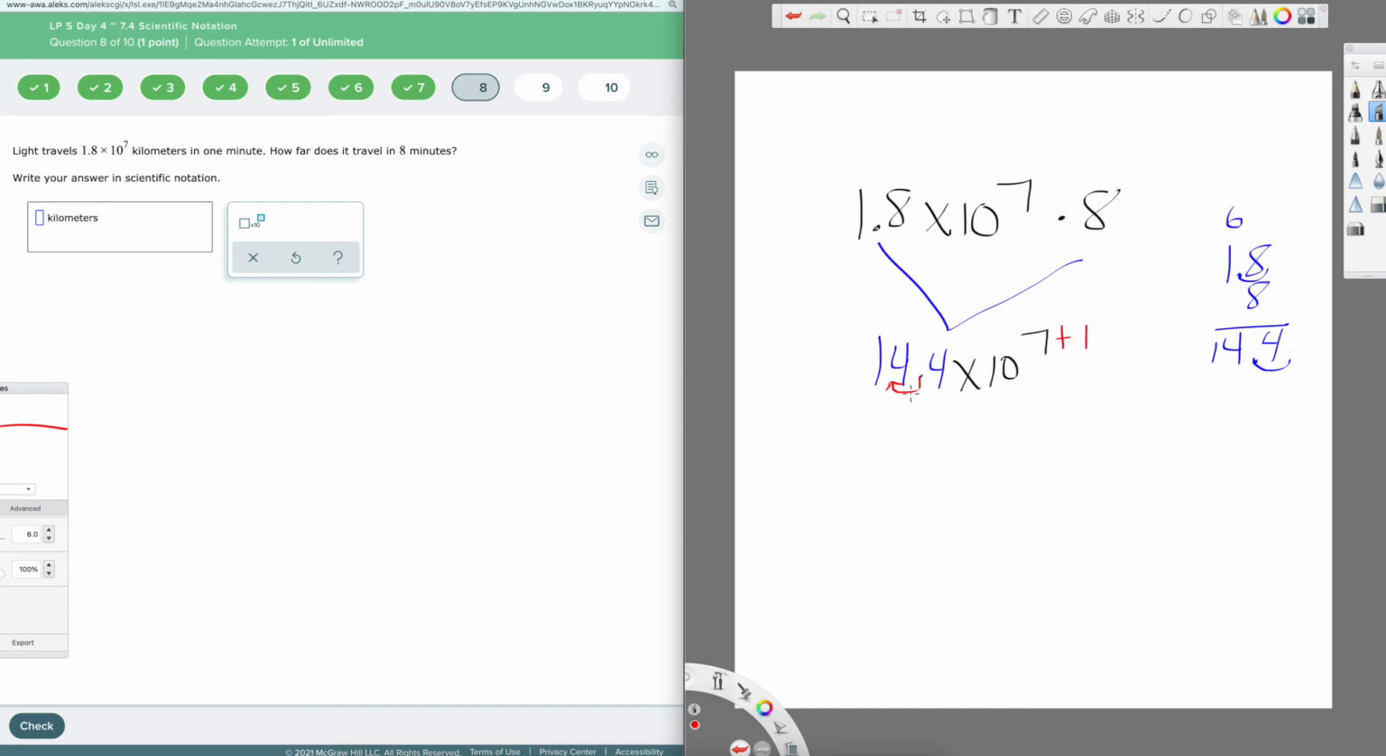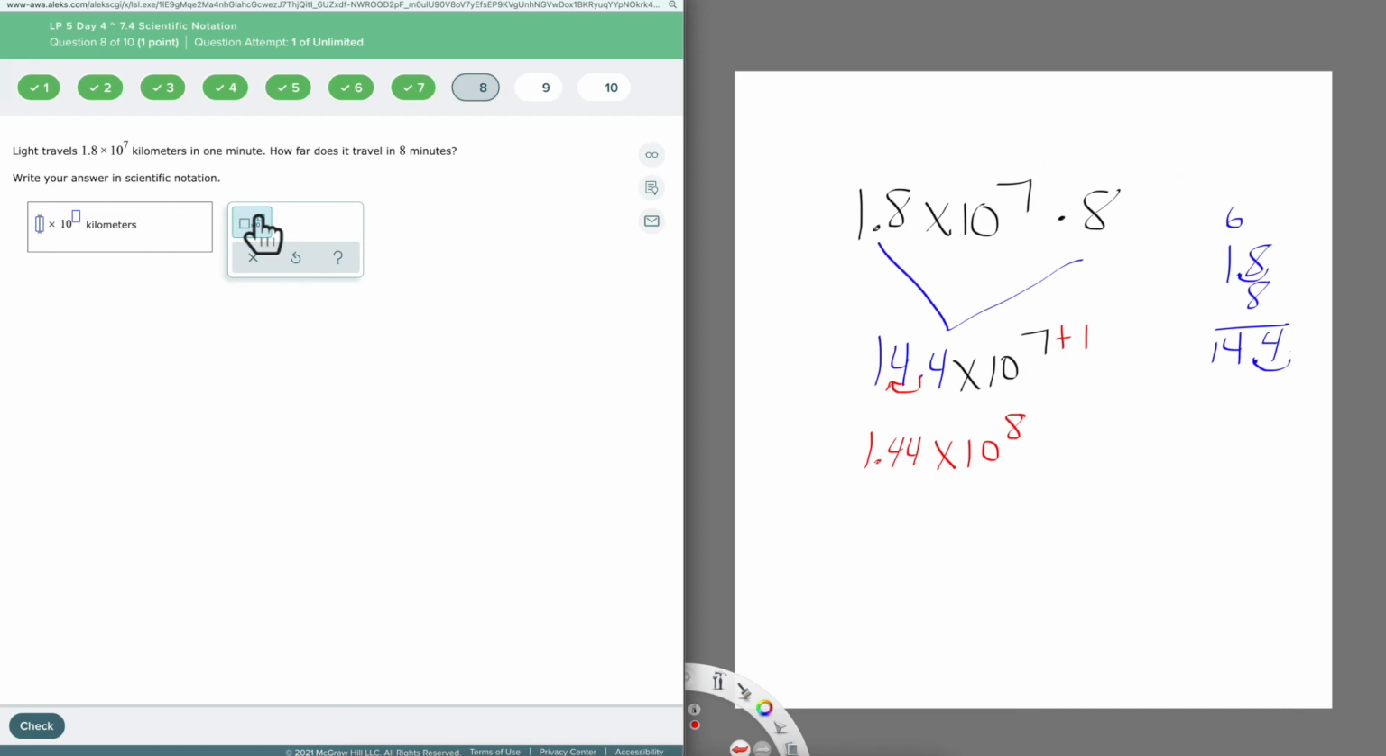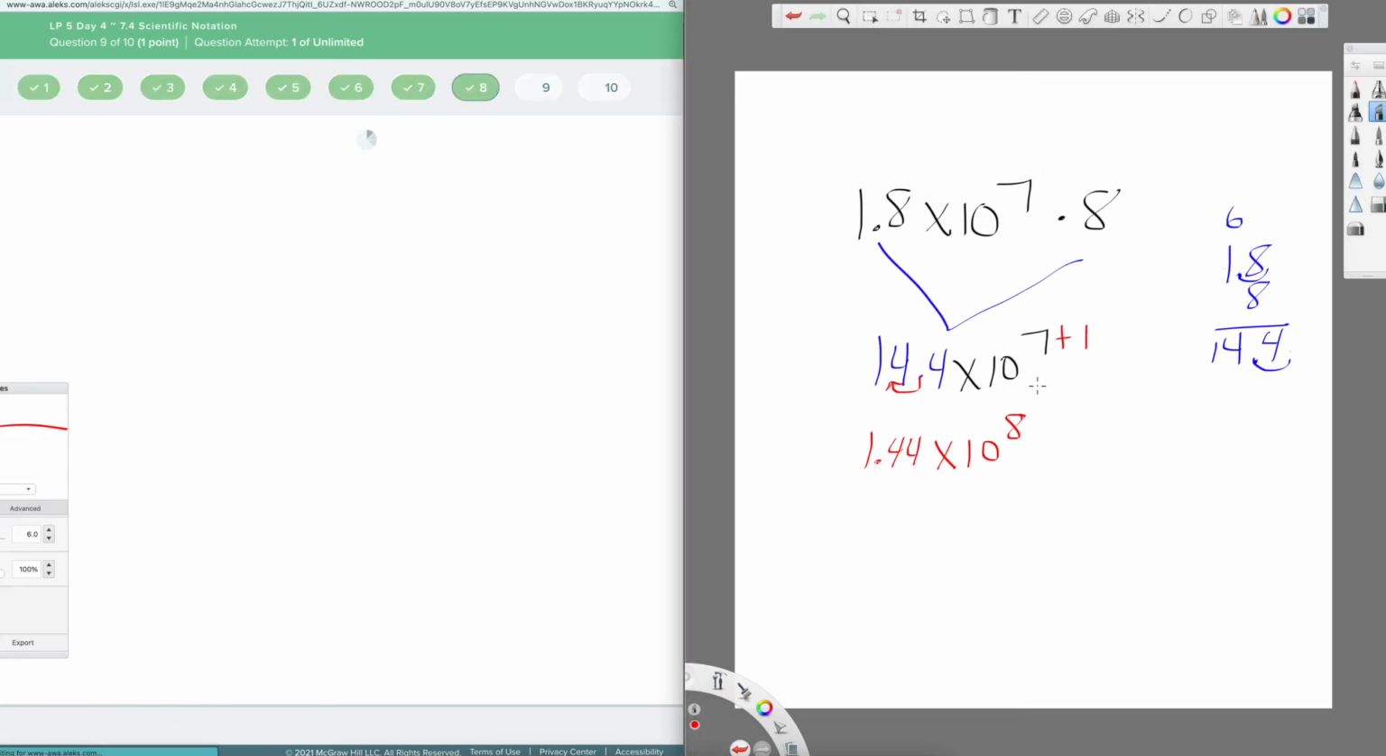I know I'm going toward the negatives if I think about a number line, but when I'm putting it into scientific notation, it's backwards. When I'm taking it out of scientific notation, that's when we follow the number line direction to the T. So negative is negative, positive is positive. But when I'm putting it in, I'm thinking of it backwards. So it's 1.44 times 10 to the 8th power. Sorry, I had to scooch over to get there. All right, continue.